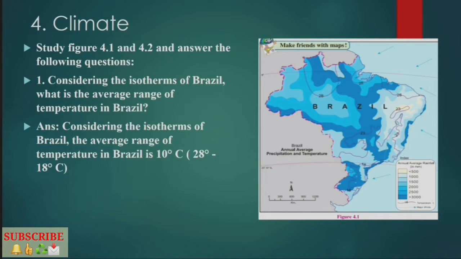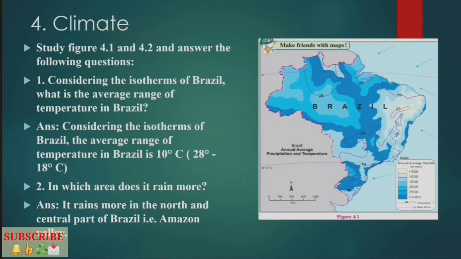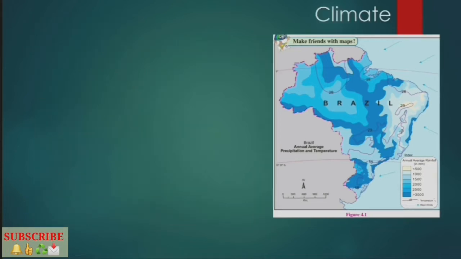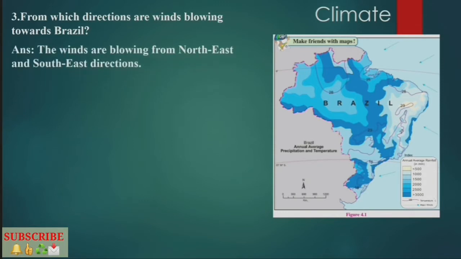That is 28 degree to 18 degree centigrade. In which area does it rain more? The answer is, it rains more in the north and central part of Brazil, that is Amazon Valley. Next question is, from which direction are winds blowing towards Brazil? The answer is, the winds are blowing from northeast and southeast directions.